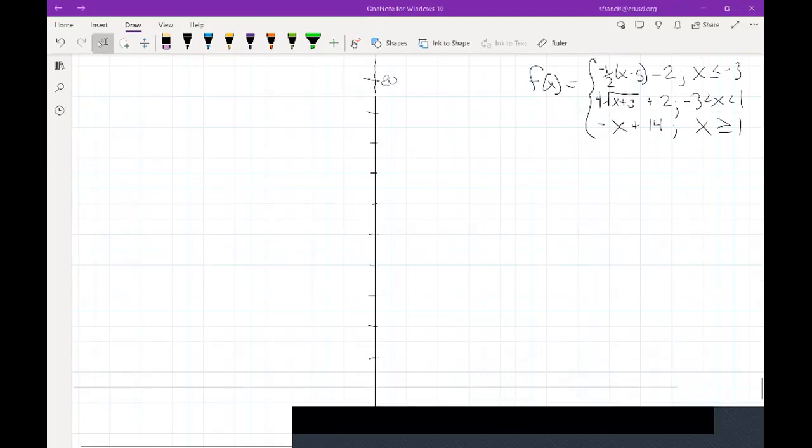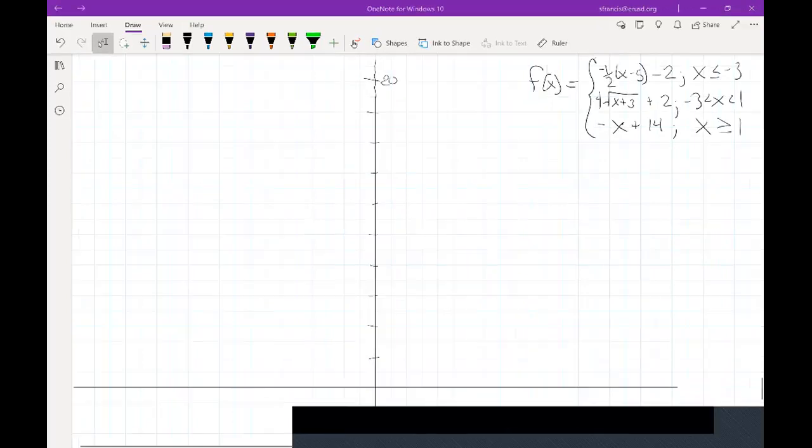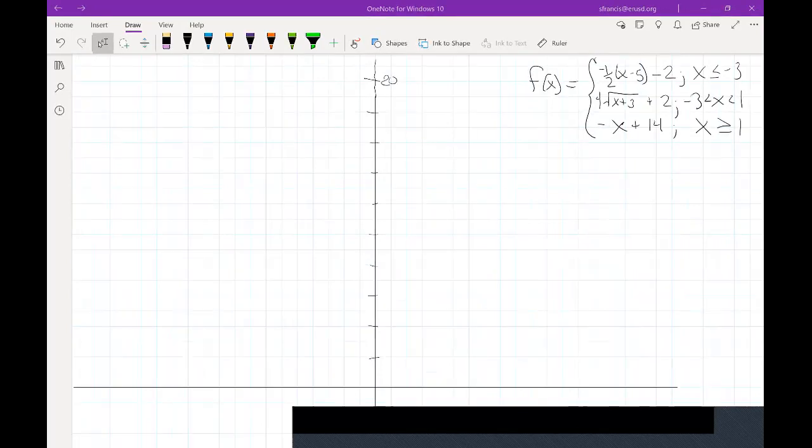All right, so the first piece is linear. If I plug in negative three, negative three minus five is negative eight. Negative 1/2 times negative eight is a positive four. Positive four minus two is two. So we should be at negative three, two, and it should be a solid circle.